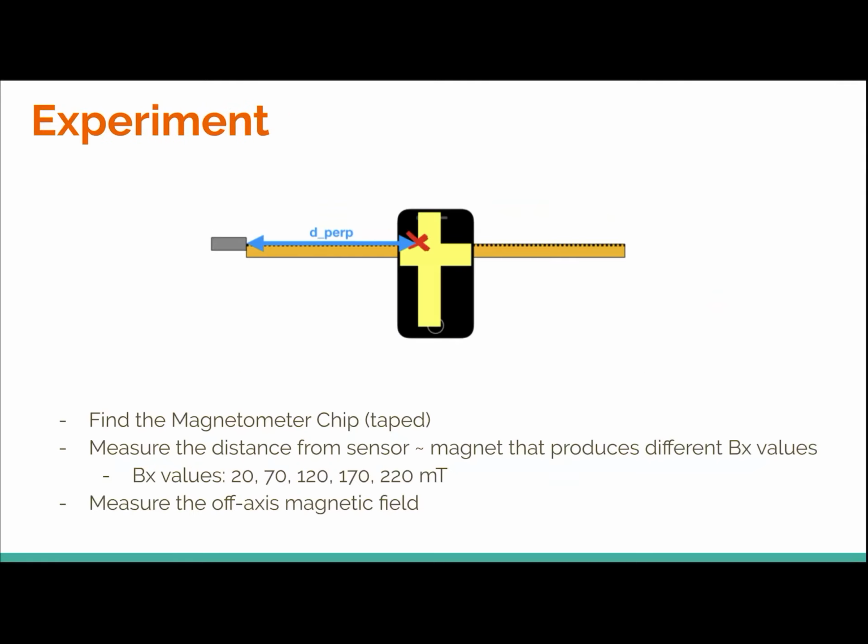The experiment was conducted by first finding the magnetometer chip in the phone. The location of the chip was marked by tapes. Then the distance from the magnetometer sensor to the magnet was measured for different Bx values from 20 microtesla to 220 microtesla. Lastly, the off-axis magnetic field was measured.